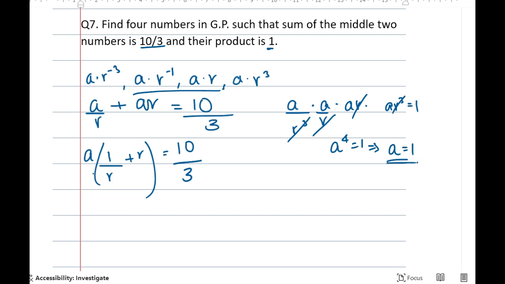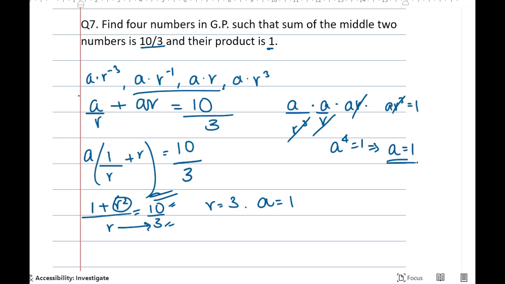Now if A is equal to 1, 1 plus R square by R will be equal to 10 by 3. So you can easily take R is equal to 3. So if R is equal to 3, this becomes 9 and this holds true, right? So this is done, this is done. So you get R is equal to 3 and A is equal to 1.